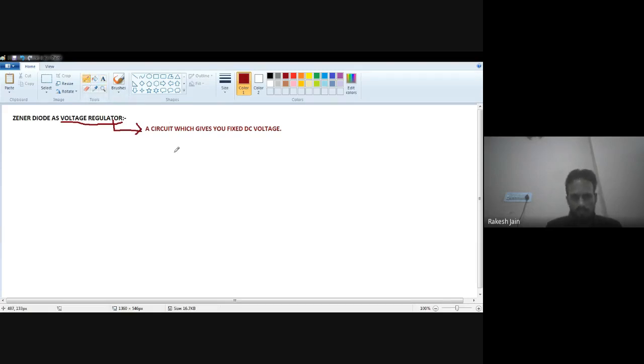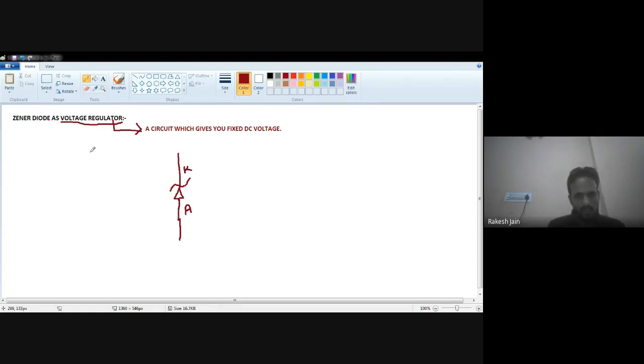Now, we know that the Zener diode works in reverse bias. What is the meaning of reverse bias? Whenever the anode is connected with negative and the cathode is connected with positive, that is known as reverse bias. So this is the basic symbol of the Zener diode. This is the anode and this is the cathode, as I have already shown you.